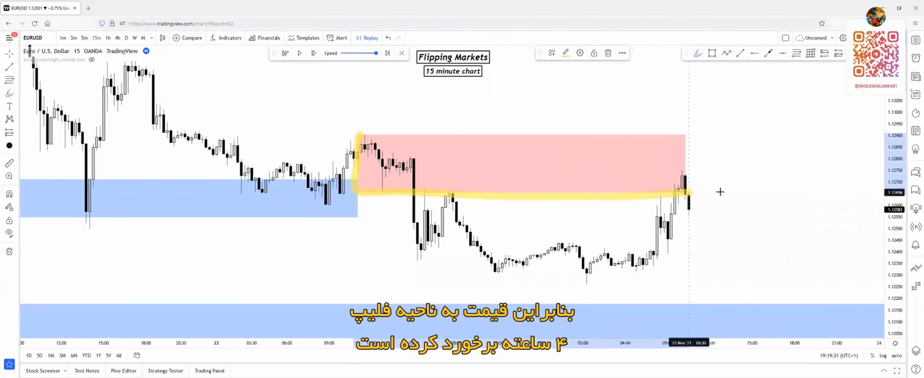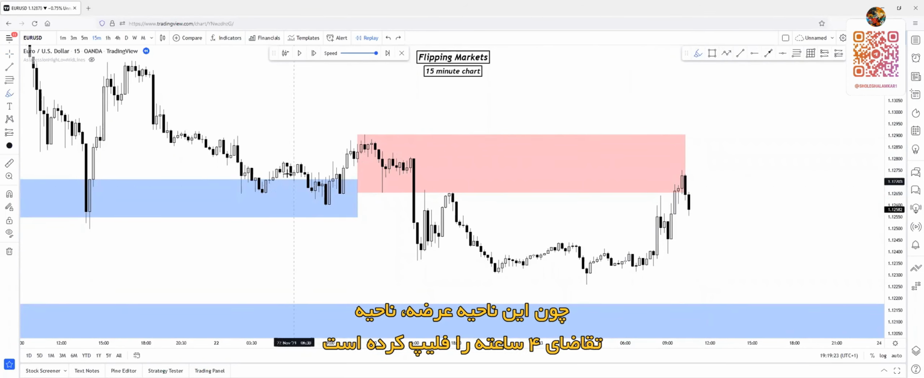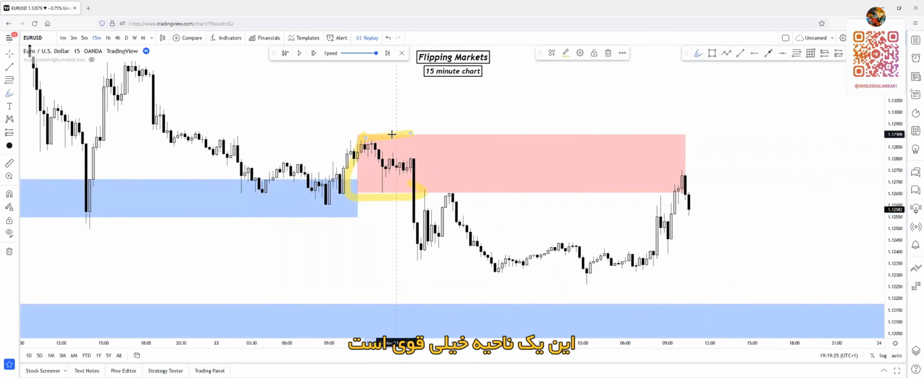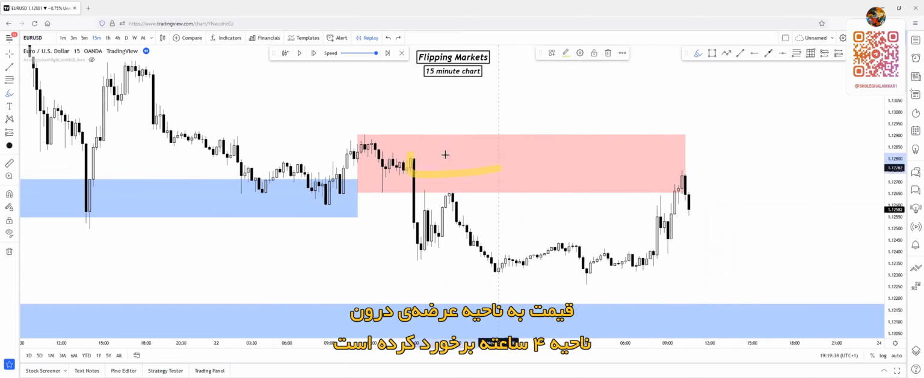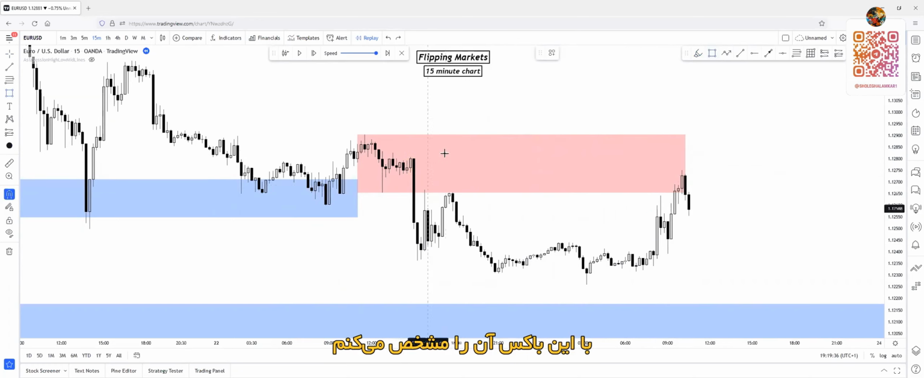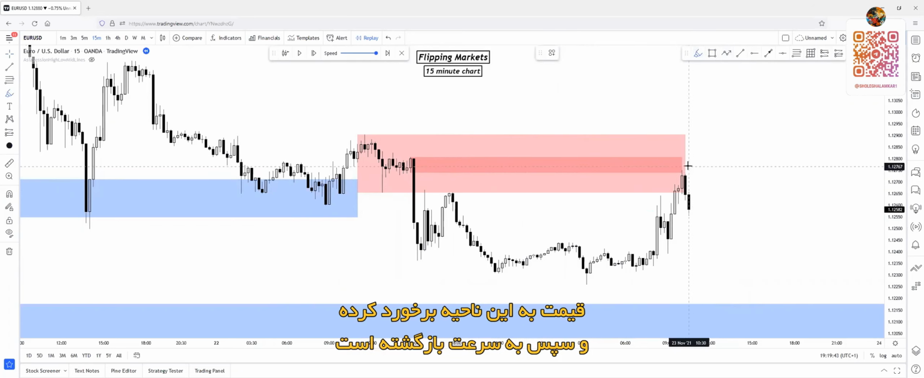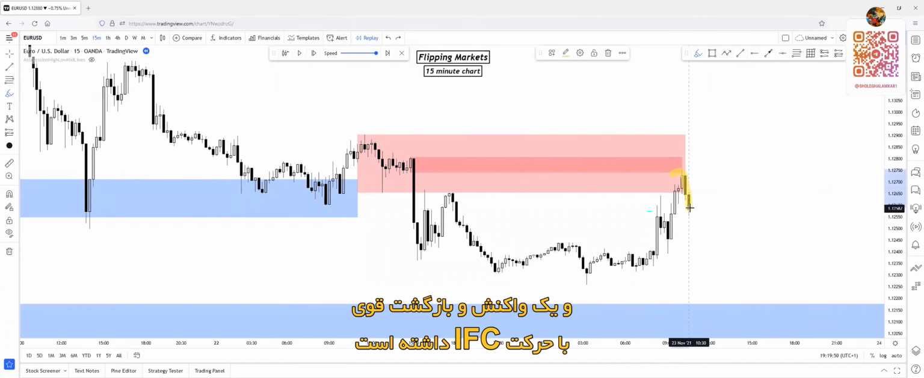So price tapped the 4-hour flip zone, because this 4-hour supply zone flipped the 4-hour demand zone. So this will be a really, really strong zone. If price rejects on this zone, we will know that we will look for a short opportunity and short confirmations. And inside of this 4-hour zone, price tapped the 15-minute supply zone. I will just mark it with this line. Okay, so as you can see, price just tapped this zone, and after the tap of this zone, it immediately reversed and had a really, really strong reversal and inefficient push to the downside.